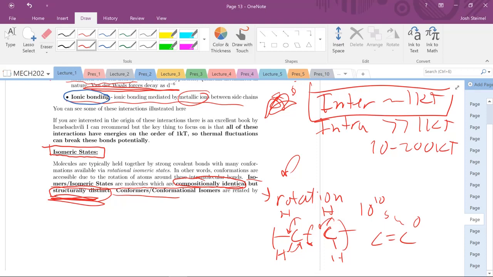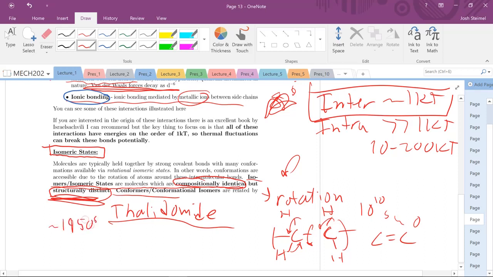One really tragic example of isomers, and of how important it is that we study them, is thalidomide. Does anybody know what thalidomide was? It was a drug, I think at the very end of the 1950s, given to women to ease morning sickness. Unfortunately, thalidomide is an isomer, and there are two isomeric states. It's a mirror or optical isomer, basically a left-handed version and a right-handed version, just like your hands, mirror images of one another. So there are two different isomers of thalidomide.